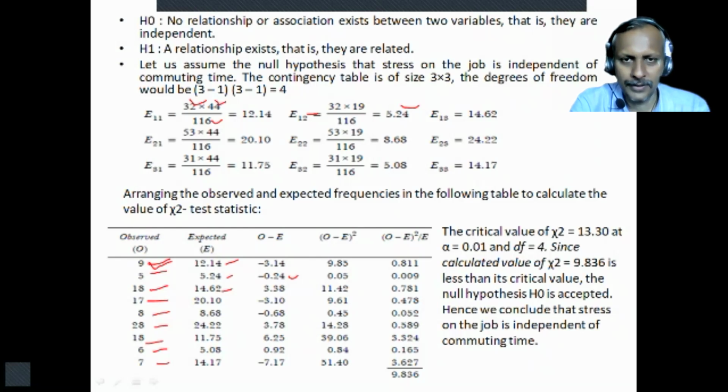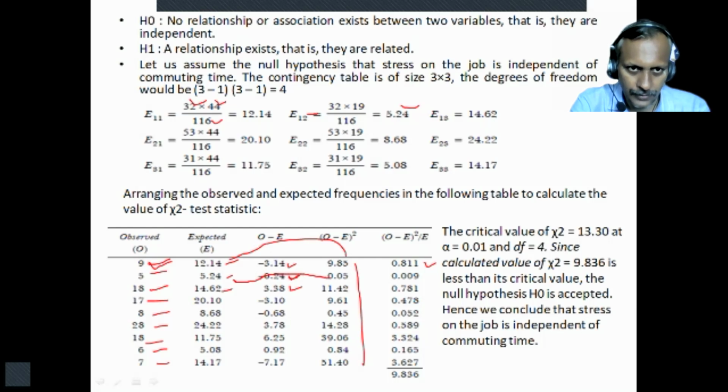Then the next step is (O minus E) whole square, which is nothing but the square of this column. So it is 3.14 square, 0.24 square, and 3.38 square. Similarly, we have to do it for all the observations. The next step is (O minus E) whole square divided by, again, E, our expected values. So 9.85 divided by 12.14, similarly 0.05 divided by 5.24. Then we get the values 0.811, 0.09, and so on and so forth.